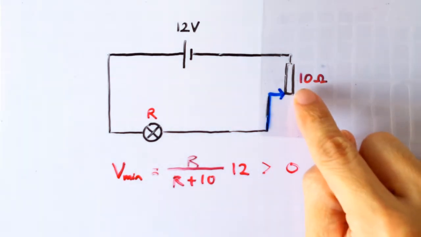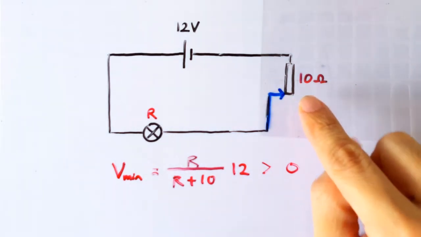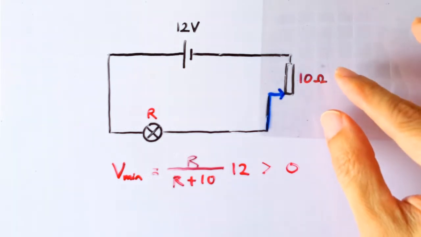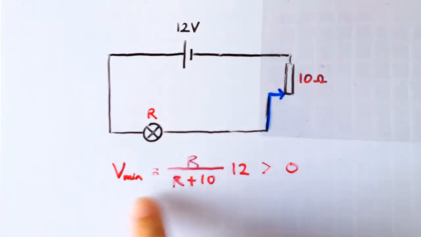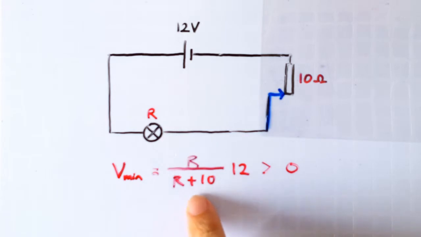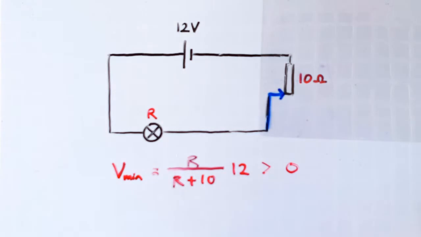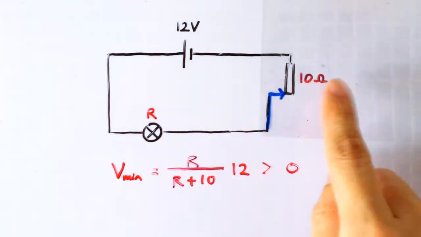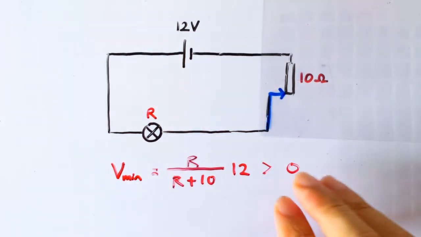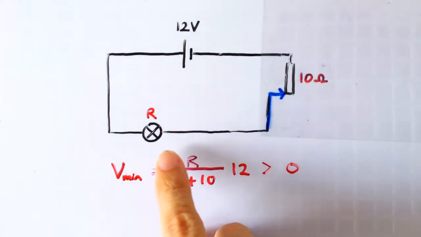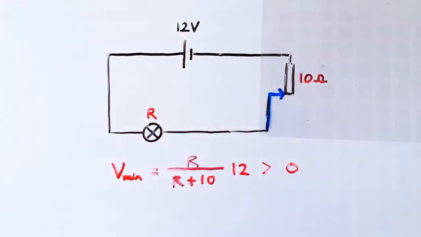If this variable resistor has a maximum resistance of say 1 kilo ohms, then the minimum PD will be R divided by R plus 1000. So if R is just a few ohms, then you can see that we can push this ratio to very close to zero, and we can get practically 0 volts across the light bulb. But as it is, both of them are a few ohms, so it's not possible to reduce the PD to be near zero.